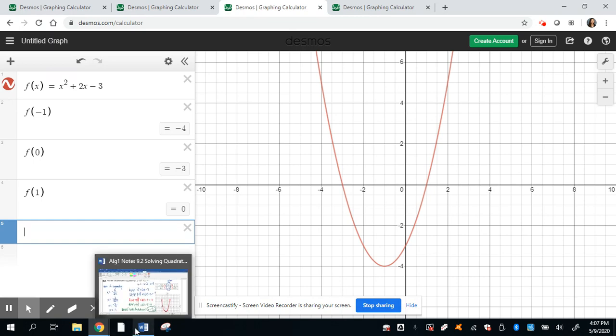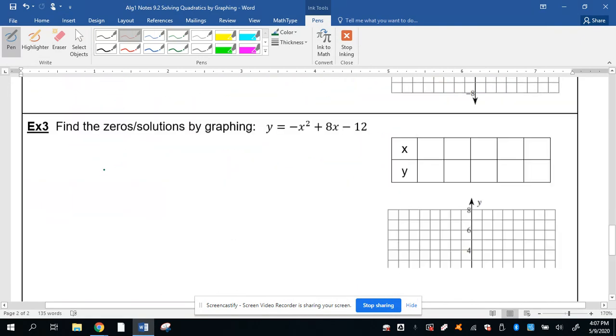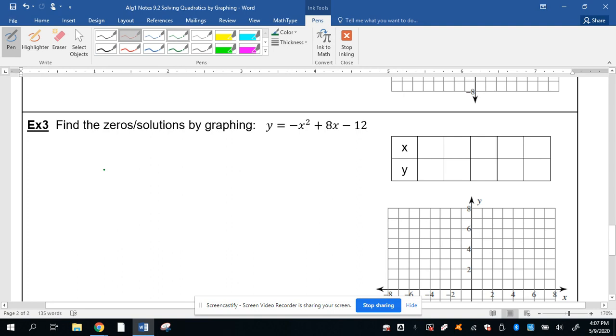Okay, let's do the last problem. Hopefully you guys are getting a hang of this. First thing we're going to do is make sure it's in standard form, and then we're going to identify the A, the B, and the C. So A is -1, B is 8, and C is -12.